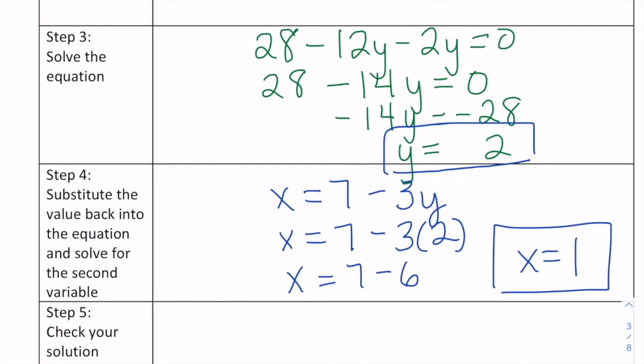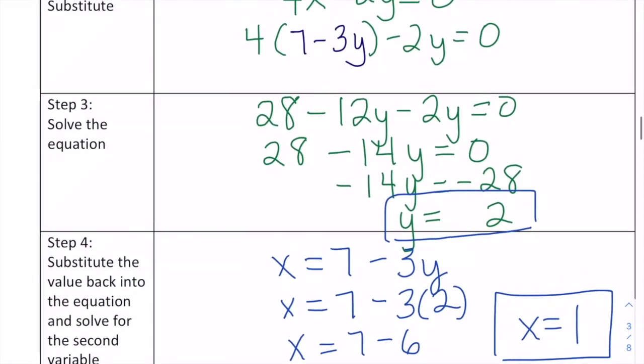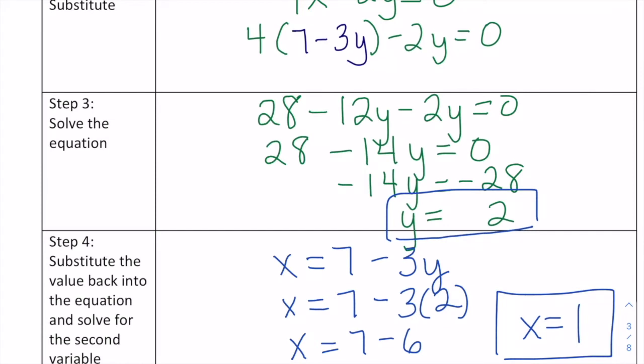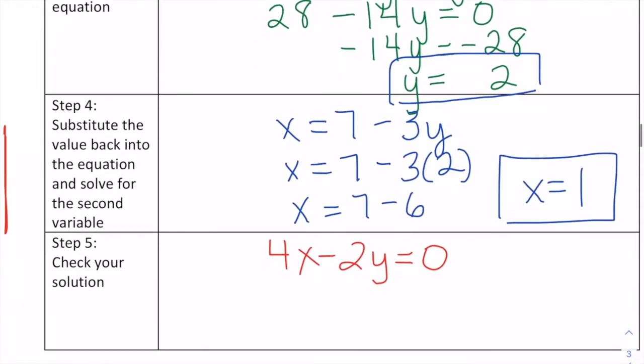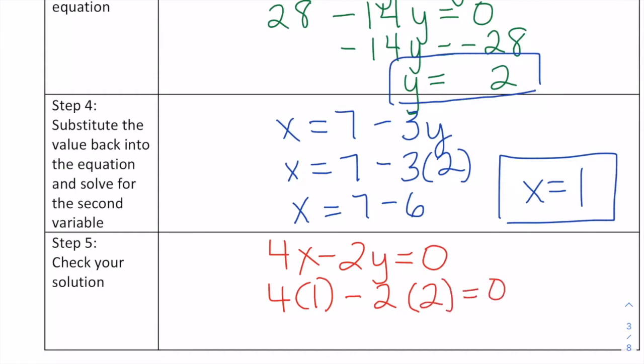So we have to make sure we plug those values back in to the second equation. So remember, the second equation, just move up here, was 4x minus 2y equals 0. So I'm going to plug in x equals 1. So 4 times 1. And then 2 times our y was 2. And 4 minus 4 does equal 0.